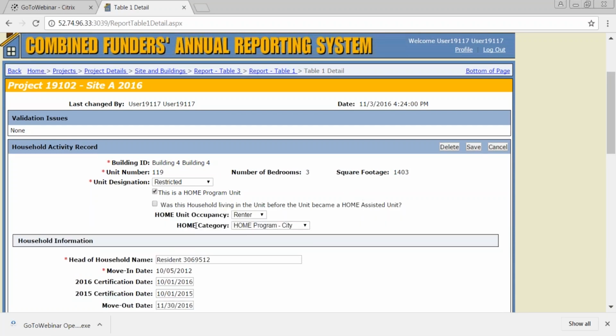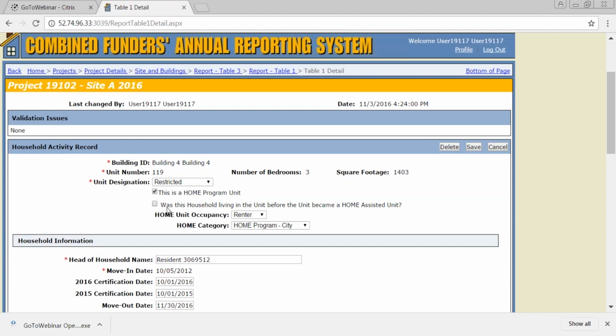So the first question, was this household living in the unit before the unit became a home-assisted unit? So what does that mean? If this property is new construction, then the answer would be no. This question is more so if it was an acquisition rehab where there were tenants living in the property before it became a home-funded unit, then you would select yes, the household was living in that unit before the home funds were awarded.